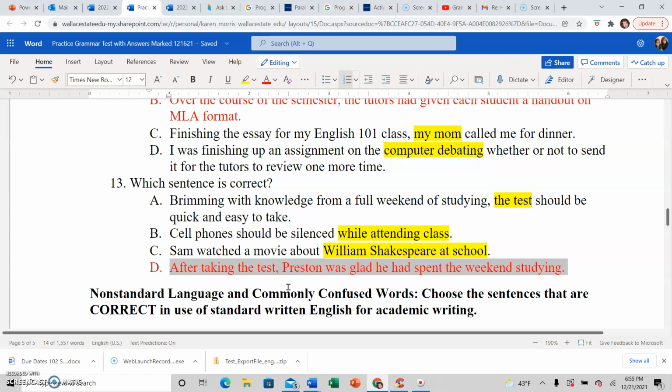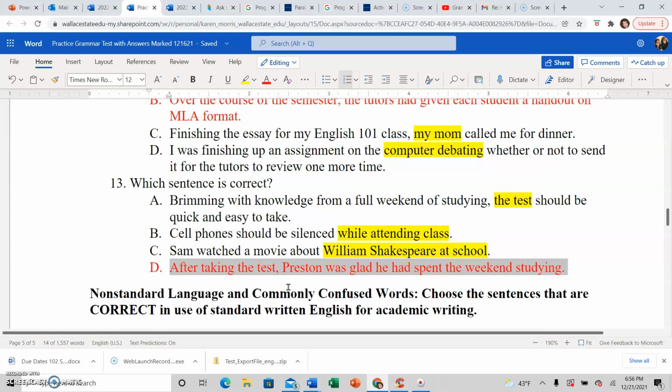All right, so problems with the first three, we have brimming with knowledge from a full weekend of studying, the test should be quick and easy to take. Is the test really brimming with knowledge from a full weekend of studying? No, I don't think the test studied at all. So we need to add the person who did the studying right after that comma and maybe rework the rest of the sentence to fit with what is intended as the meaning of the sentence. So again, we have an introductory phrase, modifying clause that should modify what follows that phrase. Okay, should make sure that the noun right after that phrase that ends with a comma is what's being talked about with the phrase.